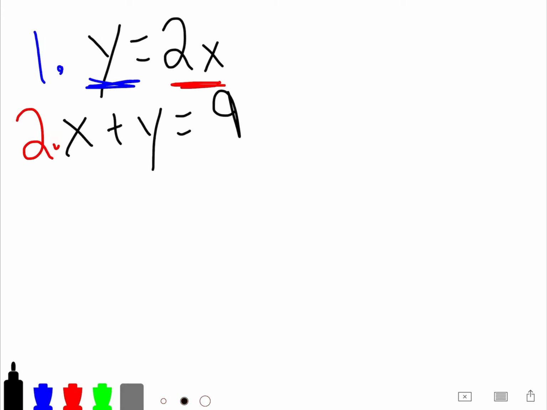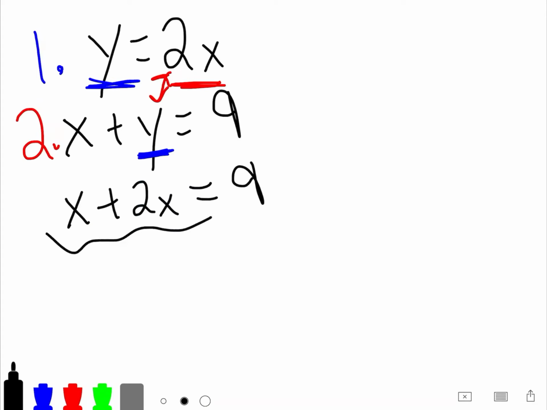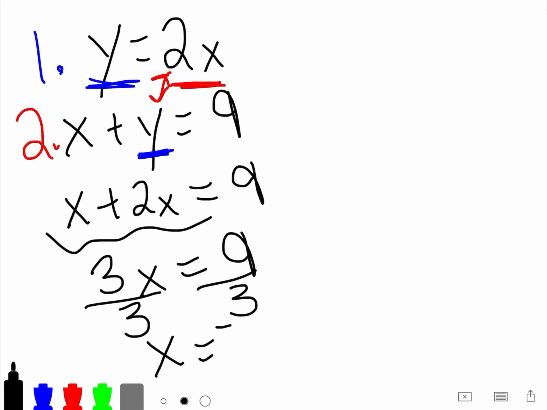In the second equation, the goal of substitution is that in one equation you just want one variable. So I'm going to take out the y in the second equation and put whatever y is equal to. We know y is equal to 2x. I get that from the first equation because these kind of go together. So this is going to turn into x plus 2x equals 9. I can combine like terms. 3x equals 9, and then divide both sides by 3, x equals 3.